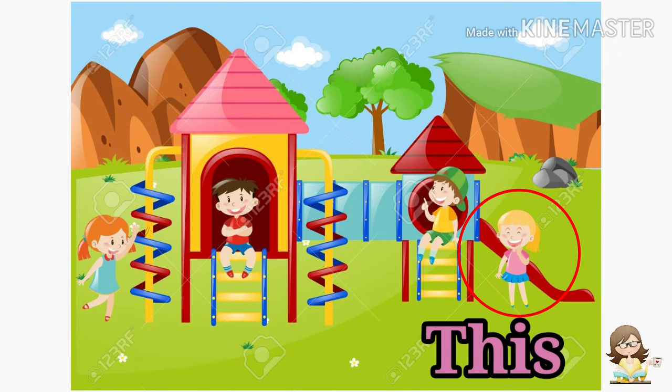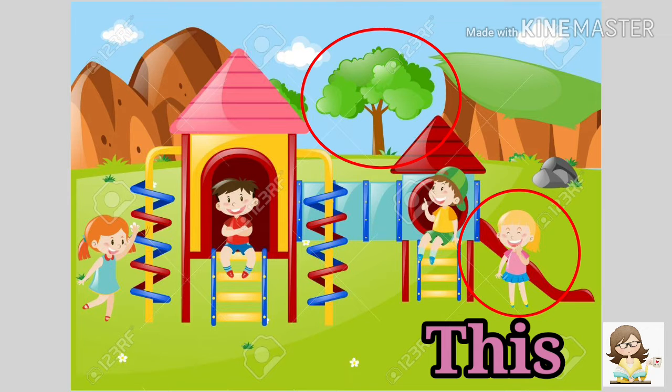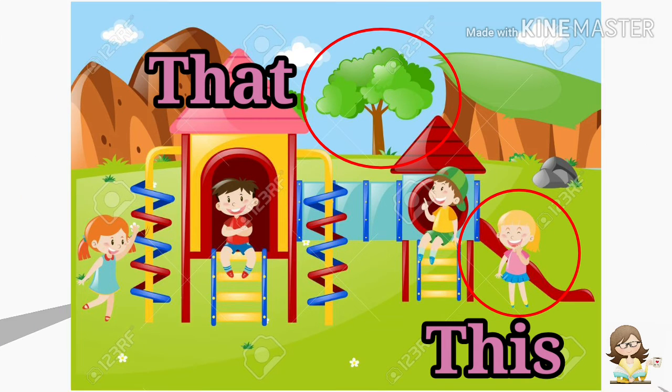This is a girl. මේ ඉන්නේ ගැහැණු ළමයෙක්. That is a tree. අර තියෙන්නේ ගසක්.